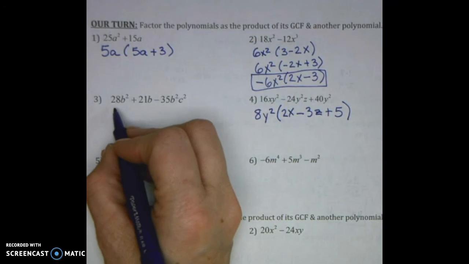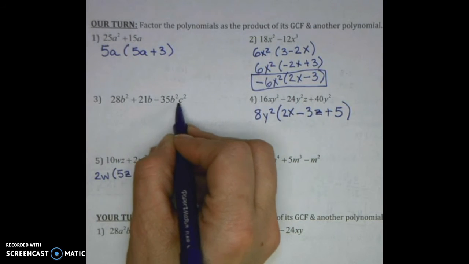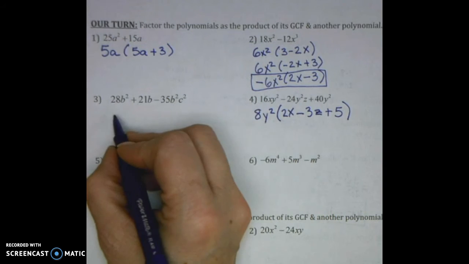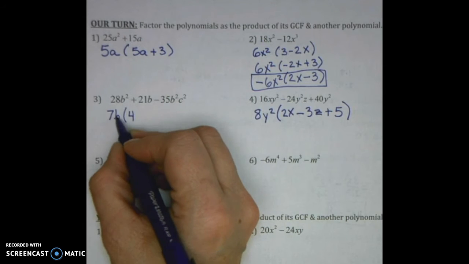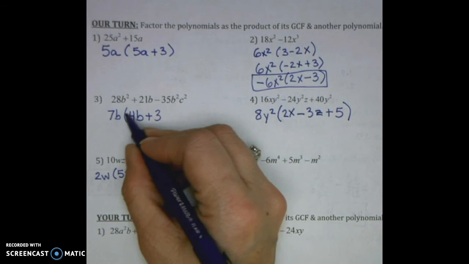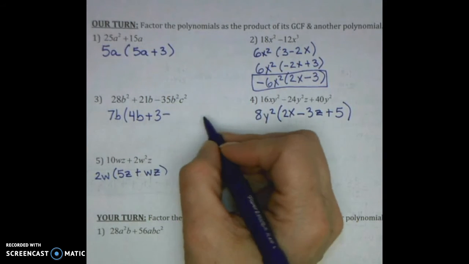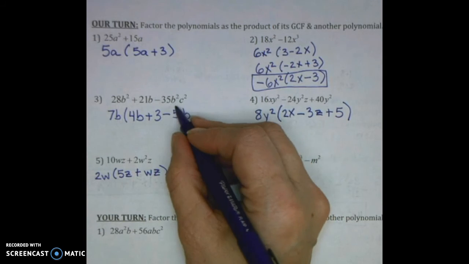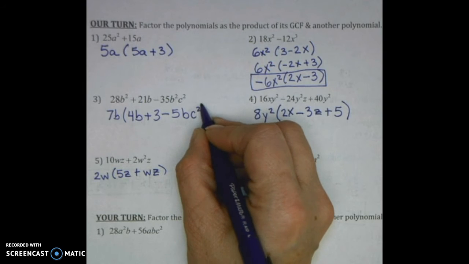Looking at number 3, I'm going to divide each one of these by 7 because I can see 7 goes into each of the constants. I have b to the first power in each term. So I'm going to take 7b out. Okay, 28 divided by 7 is 4. B squared divided by b is b. 21 divided by 7 is 3. B divided by b is just 1. 3 times 1 is 3, so I don't need to write that. 35 divided by 7 is 5. B squared divided by b is b. And then c squared is not being divided by any c's at all, so we keep it c squared.